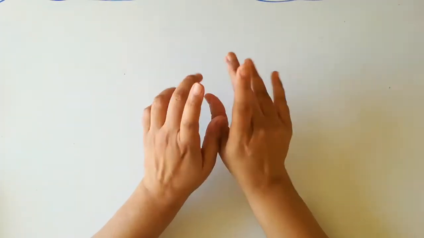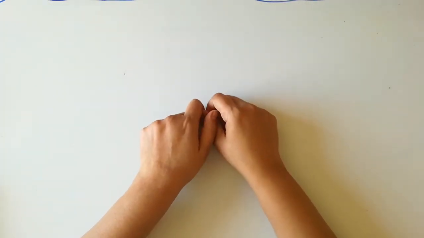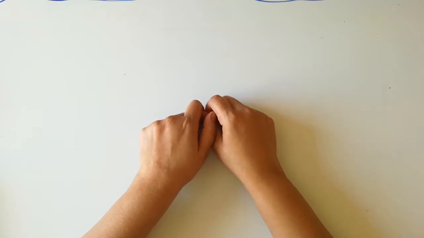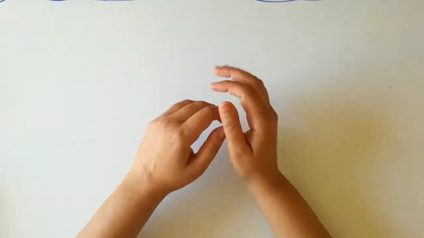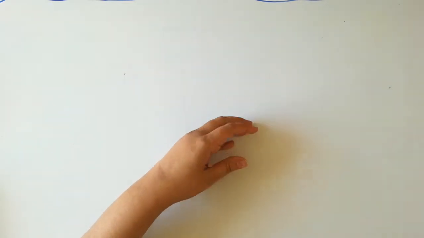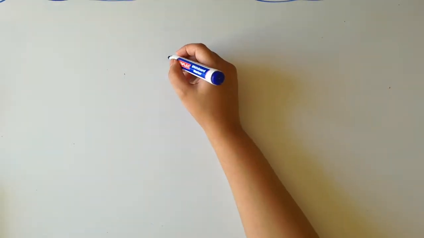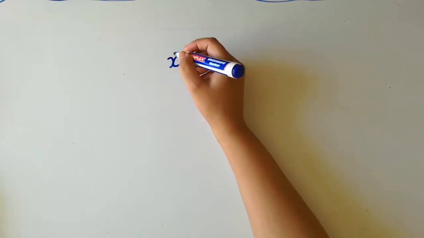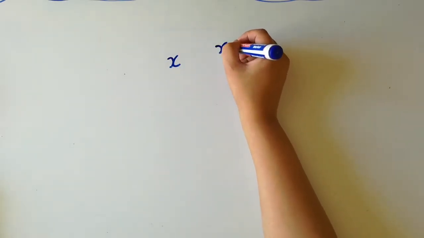Hello! Today I'm going to teach you about like and unlike terms. You can only add and subtract like terms. Now what does this mean? Let's see. If I have an x, I can only add it with another x.